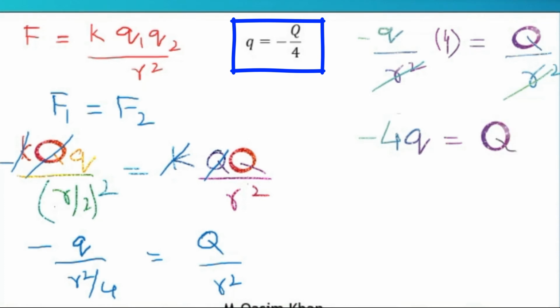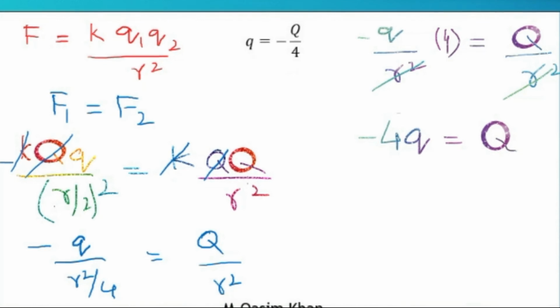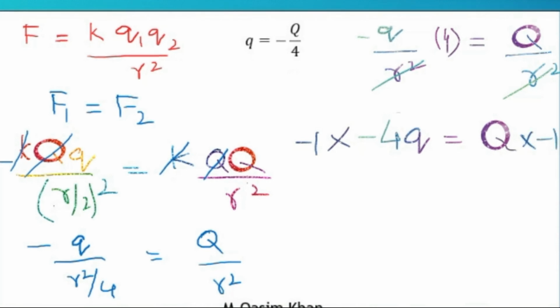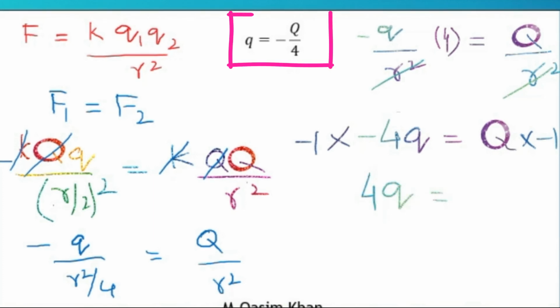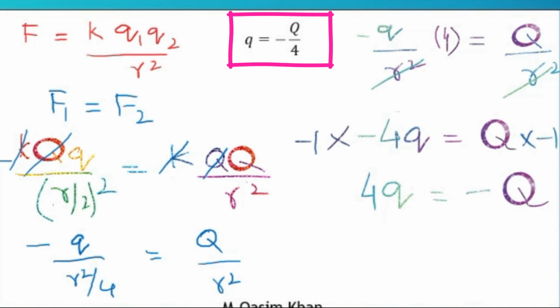Now I am multiplying by minus 1 on both sides so that I can get rid of the negative sign from the left side. So 4q equals minus Q, and finally q equals negative capital Q by 4.